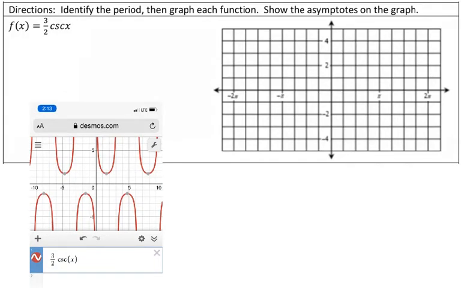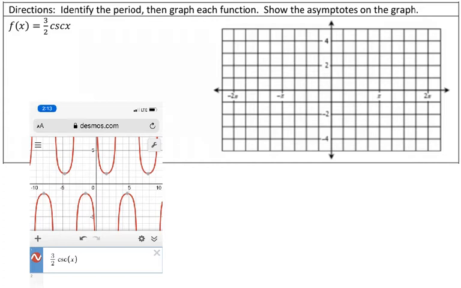I used my Desmos calculator on my phone. I just screenshotted them. I've used it for all the problems because I think Desmos is so much easier. But if you are just used to that handheld calculator, you can do that as well.